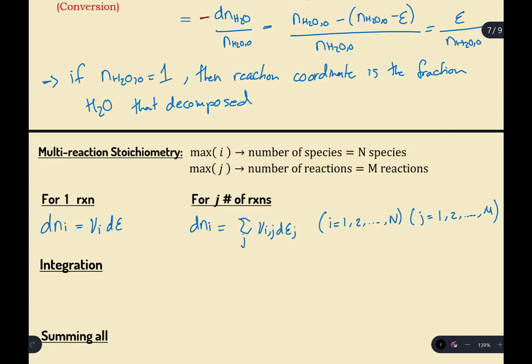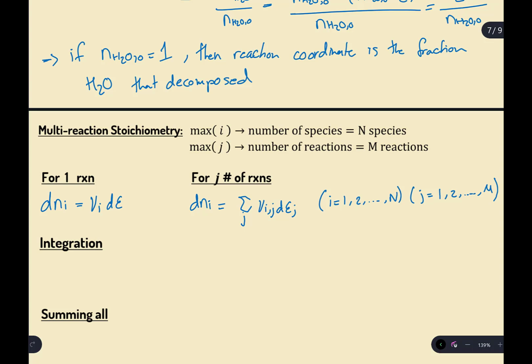Integrating for one reaction, we simply got that the concentration Ni is equal to Ni naught plus the reaction coordinate multiplied by the stoichiometric number. This we already derived in the earlier slides. Now for multiple reactions, Ni is still going to be my current concentration, and Ni naught is still going to be the initial concentration, because the initial is not going to be affected by how many reactions we have. It's still going to be the same number.